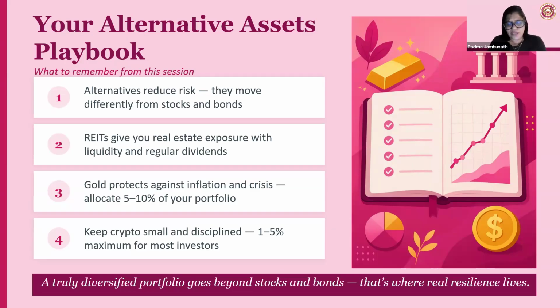Your action items this week: review your current portfolio, calculate what percentage is in alternatives, if at all you have any alternatives. If the answer is zero, consider adding a small REIT. Start from there. It is the most conservative starting point. Check if your account also offers you whether you can buy gold ETFs and crypto ETFs and all that.